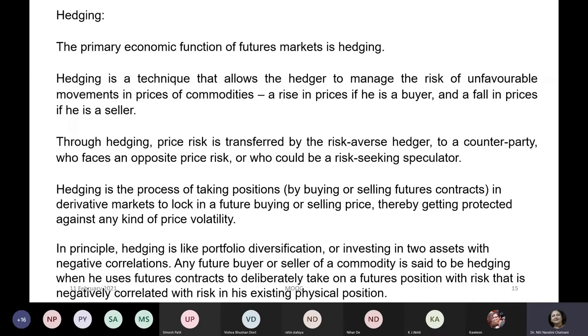Now, if you need to buy something at a later date, you know that it'll be a problem if the prices rise. So what you can do is buy a futures contract now and lock in your buying price. Okay, so hedging is: do now in the futures market what you need to do later in the spot markets. If you need to go later on in the spot markets to buy something, sugar, potato, whatever, you buy the sugar contract or the potato contract in the derivative markets today.